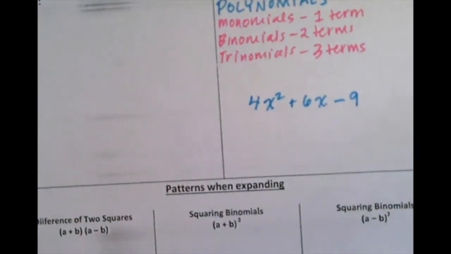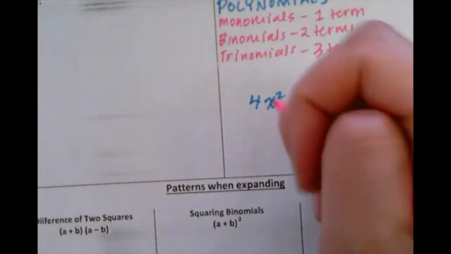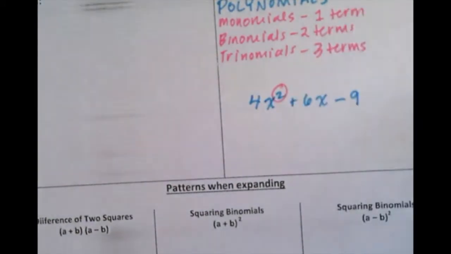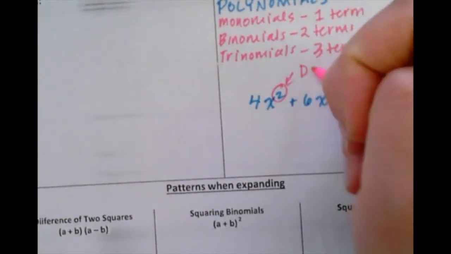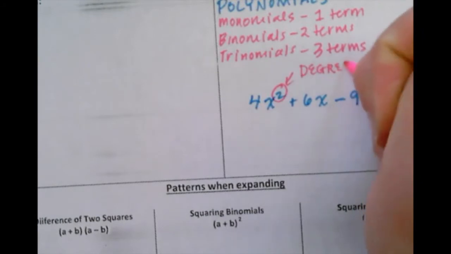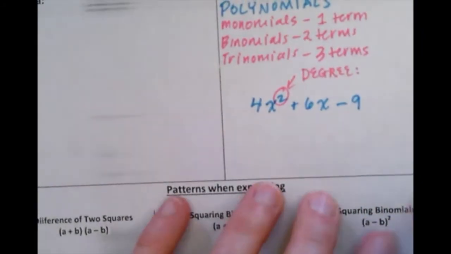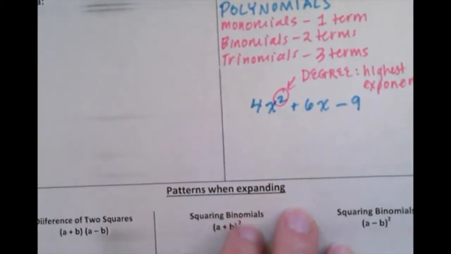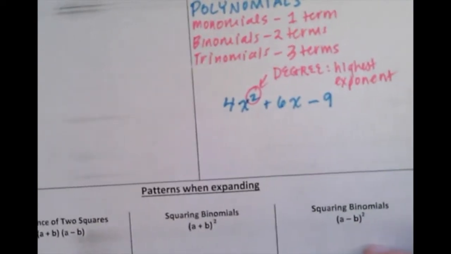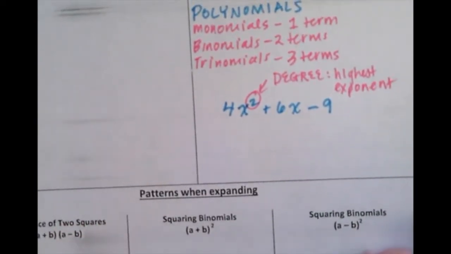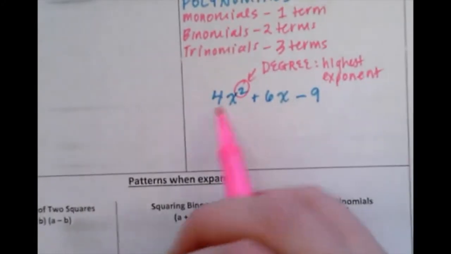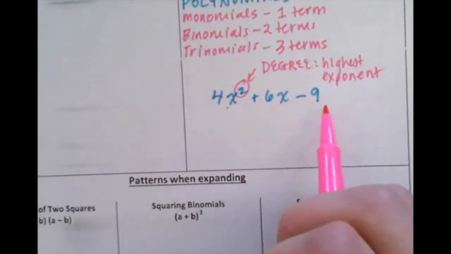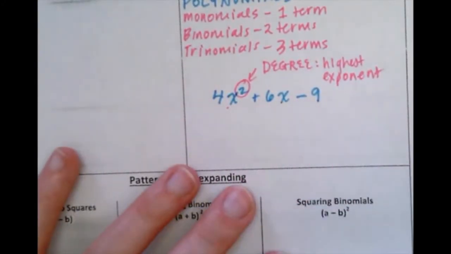Okay, some other vocabulary words here would be, we have the degree of the polynomial is always your highest exponent. So this would be a degree 2 polynomial, and remember, degree 2 polynomials are also called quadratic polynomials, or in this case, there's three terms, 1, 2, 3. So this would be a quadratic trinomial.